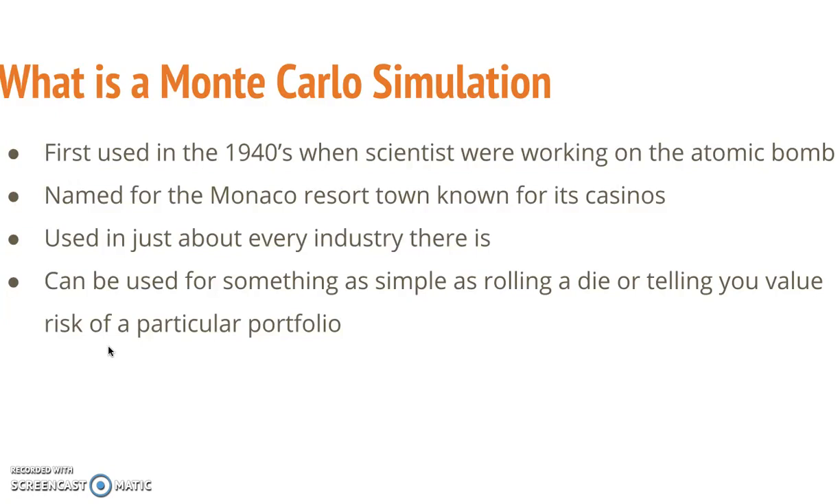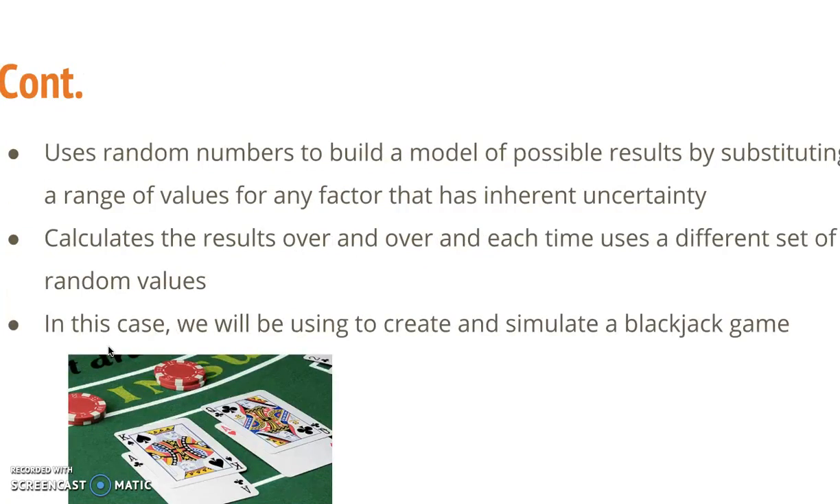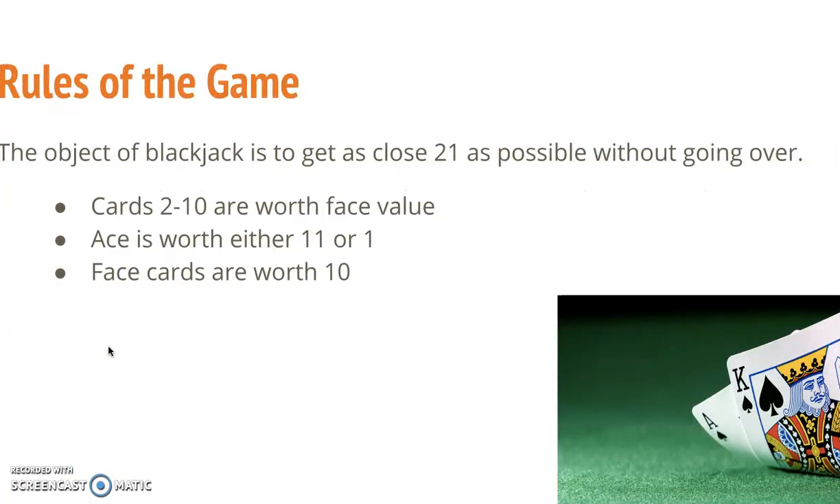And it can be used for something as simple as rolling a die to telling you the value at risk of a particular portfolio. It uses random numbers to build a model of possible results by substituting a range of values for any factor that has inherent uncertainty. And then it calculates the results over and over, each time using a different set of random values. In this case, we will be creating the blackjack game, and because the cards are all worth whole numbers, the random numbers that we will be generating will all be whole numbers.